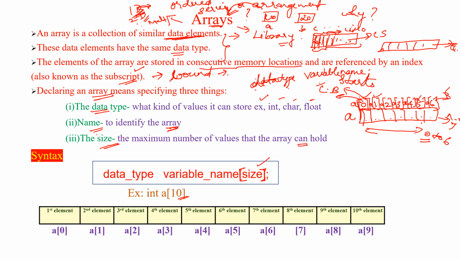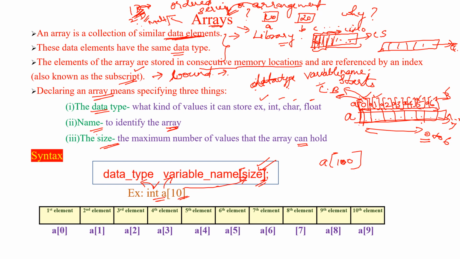What is the size of the array? The maximum size is denoted inside a square bracket. Array of 100 means the array can hold a maximum of 100 values. So that is the meaning. Here there is an example, int a of 10. What is your int? It is your data type. What is your a? Name of the variable, and 10 is the size of the array.